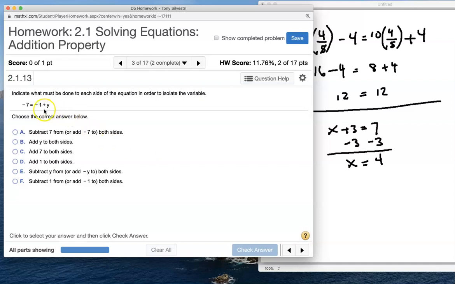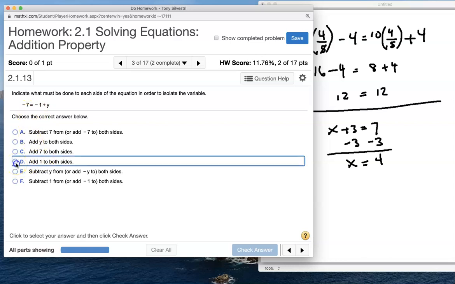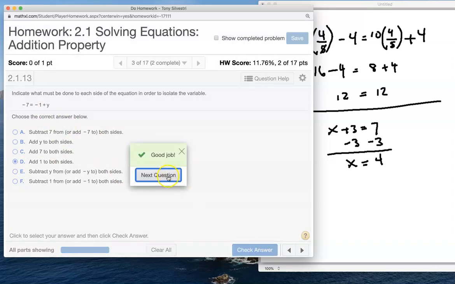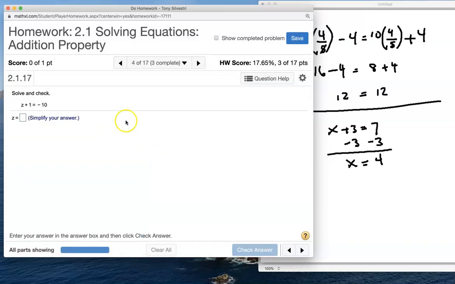Let's see. You don't have to have y's on the left. You can have y's on the right. What I'm going to do by looking at this is, in order to get y by itself, I've got to get rid of that minus 1. I could do that by adding 1. The opposite of minus 1 is adding 1. But you do that to both sides. So I'm going to look for what I just said there. Add 1. Check your answer. Good job. And I'm just doing the opposite of what I see.